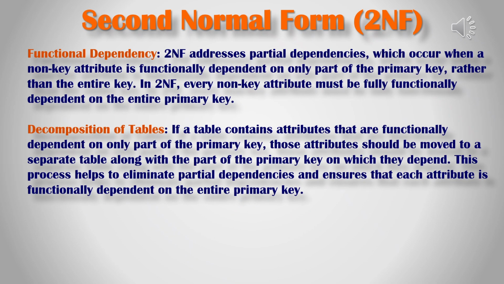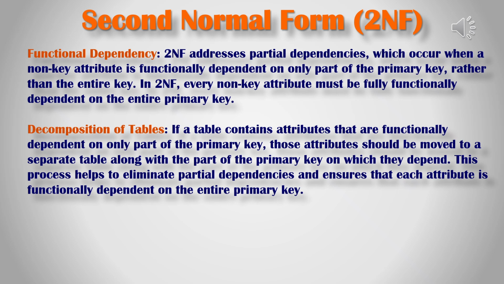Functional dependency. 2NF addresses partial dependencies, which occur when a non-key attribute is functionally dependent on only part of the primary key, rather than the entire key. In 2NF, every non-key attribute must be fully functionally dependent on the entire primary key.